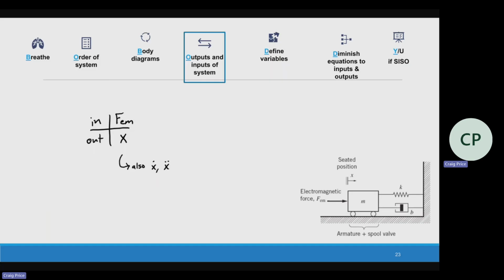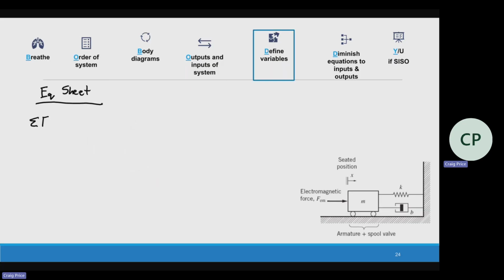Inputs, outputs, helpful for our final equation. FEM causes a change in the system. And then X should be our output. Displacement should be our output for a mechanical system, but it also includes the velocity and acceleration, all the different derivatives.